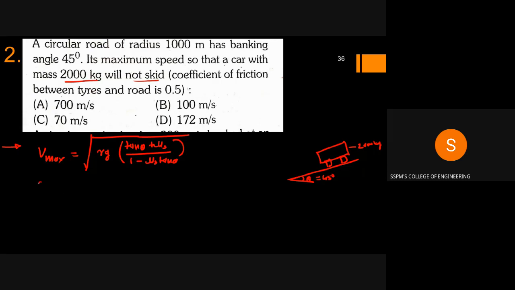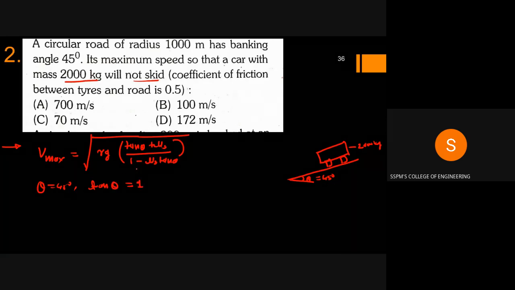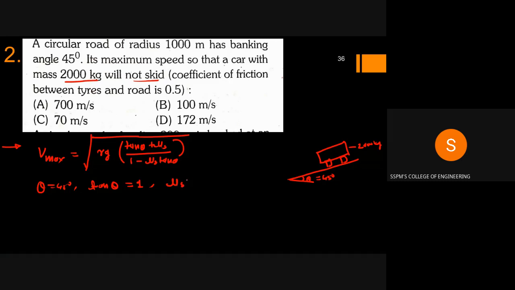Okay. Now theta is given as 45 degrees. So tan 45, that is tan theta, is equal to 1. And mu s, the coefficient of static friction, is 0.5. So put these values in this equation.